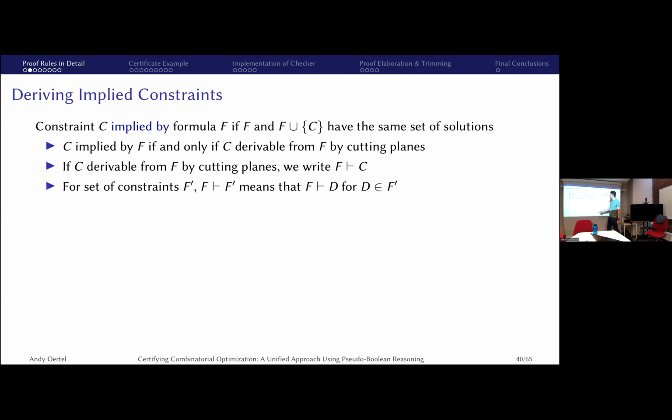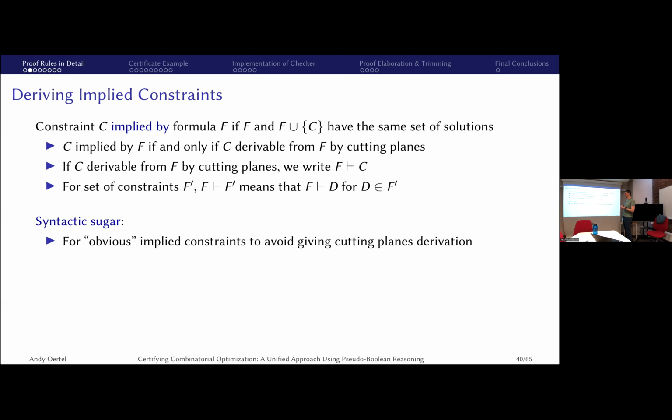What we write is F derives C to denote that the constraint C is derivable by cutting planes. For a set of constraints, we write that this set F prime is derivable from F if every constraint in it is derivable from F. Then we have some more syntactic sugar for the implicational rules, used when we have some obvious implied constraint where we are too lazy, or it's too tedious, to write down the cutting planes derivation.